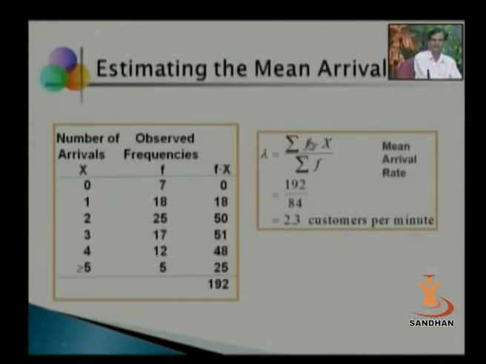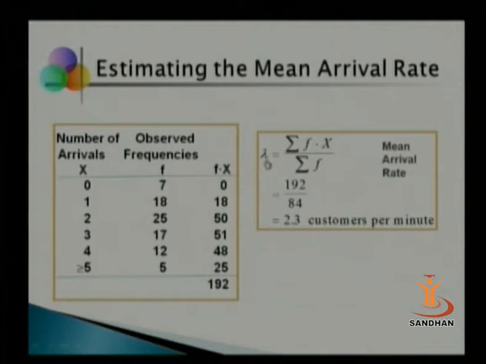So the sample mean is summation fi xi upon summation fi. So it is 192 upon 84. So it is 2.3. This is not the value of lambda, but it is the estimated value of lambda. That means the average number of customers arrived per minute. So it is also called the mean arrival rate. So in this way one can estimate the parameter involved in the distribution.